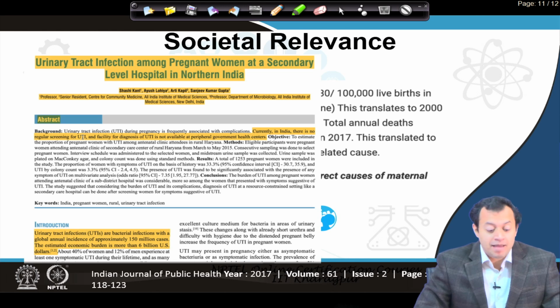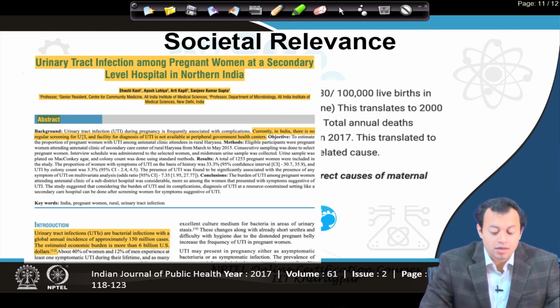a large number of deaths happen because of urinary tract infection. In this Indian Journal of Public Health, Professor Shashikant and team figured out that urinary tract infections are one of the primary causes of death or other complications in pregnant women. And look at the area that I have highlighted.